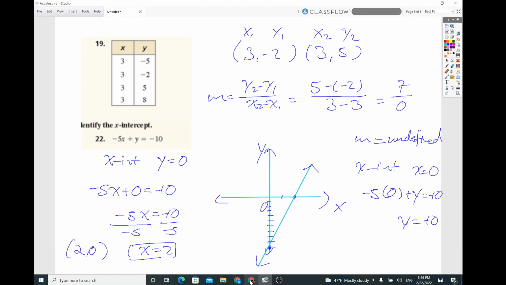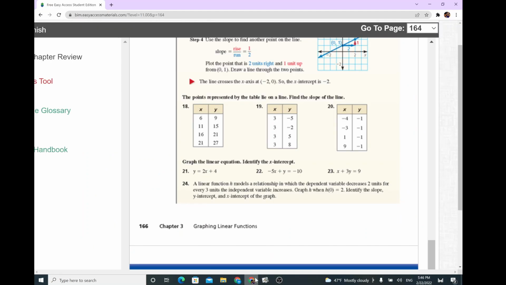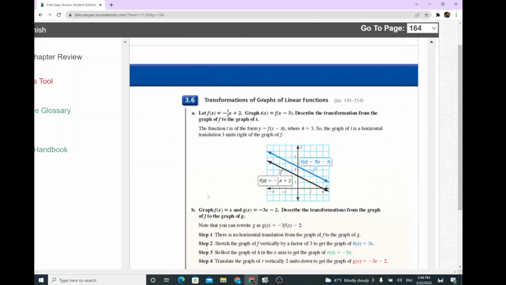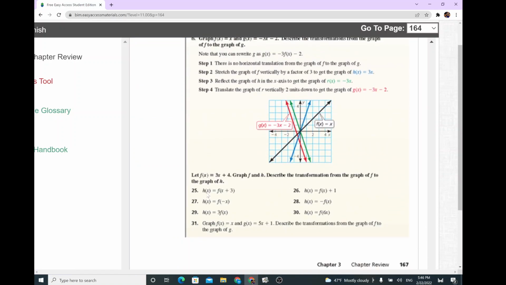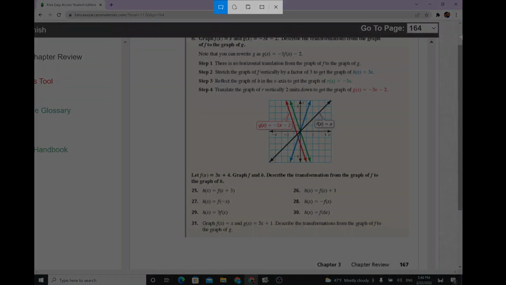Okay, so now let's see what else we have for this unit. It's a long unit. There are a lot of things involved right here. Making a graph, transformation. Okay, so let's talk about the transformations for a little bit. And then we'll do 26 through 30.